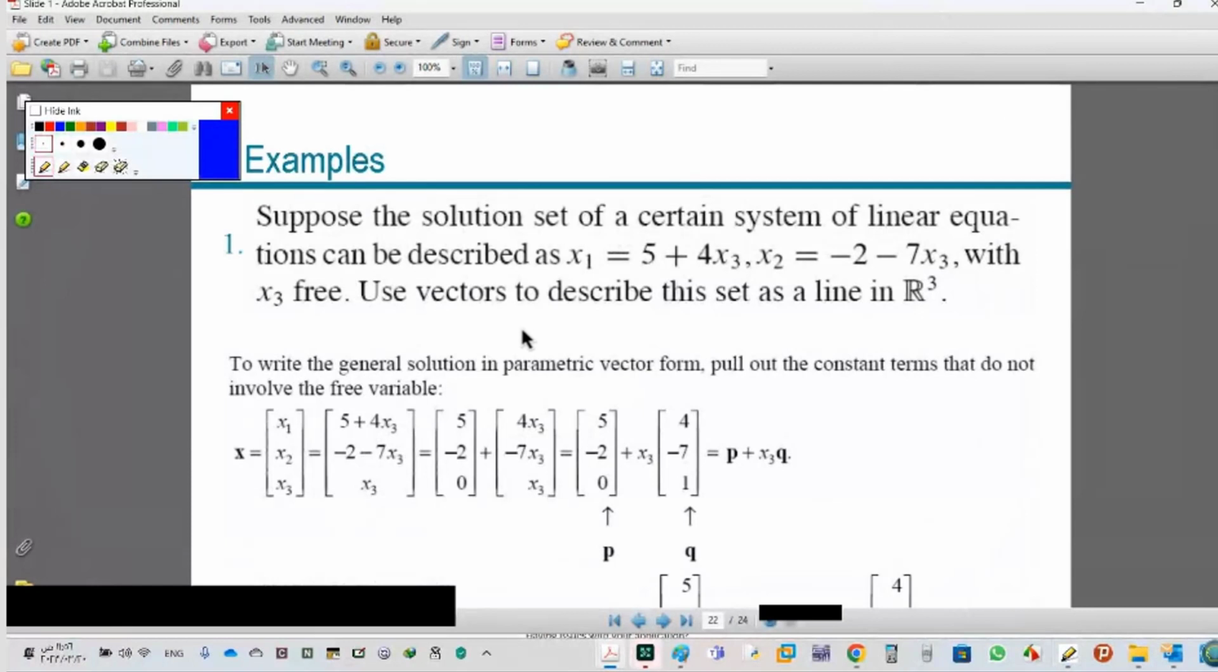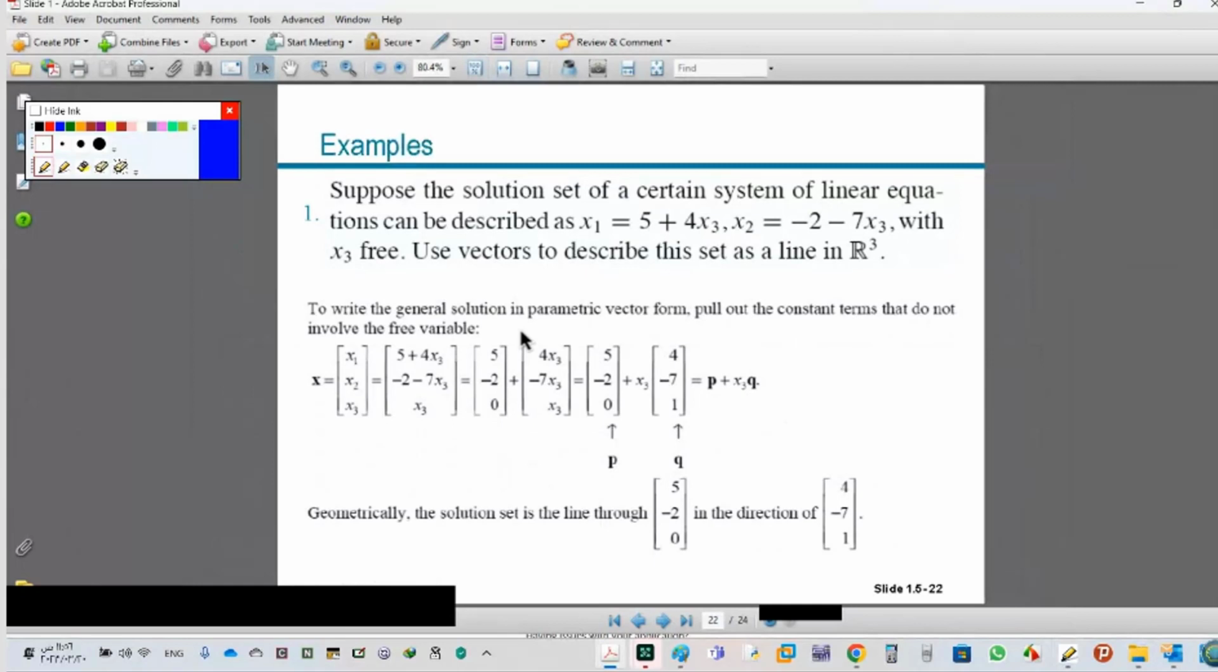Now, suppose a solution. So in this example, he gives me the solution. A certain system of linear equations can be described as x. So here we start from down to up. I have the solution. He asked me, with x as a free variable, use a vector to describe this system. I want to describe the answer, describe the system. What is the name of this system?